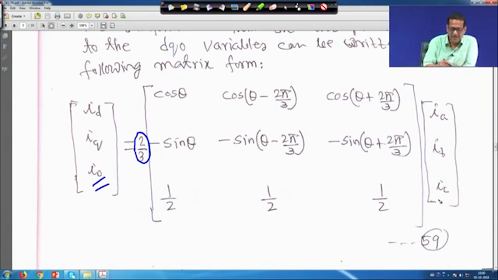With kd equal to kq equal to 2 by 3, id will be 2 by 3 [cos theta ia plus cos(theta minus 2 pi by 3) ib plus cos(theta plus 2 pi by 3) ic], and similarly for iq. The half is taken in the third row because 2 by 3 into half of (ia plus ib plus ic) becomes 1/3 (ia plus ib plus ic), which is nothing but I0. This is equation 59.